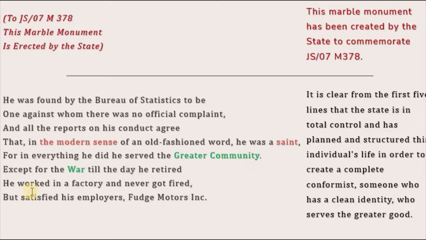So he worked in a factory. So he's a very ordinary person. He has a very regular, ordinary job in a factory. Okay, and never got fired. So, you know, people get fired. Why? Because, for example, they do something wrong. They disobey the rules. But this person is very perfect. He didn't do anything that leads to him getting fired. Okay, but satisfied his employers, Fudge Motors Inc. And notice here the mentioning of the name of the company in this manner, Fudge Motors Inc.